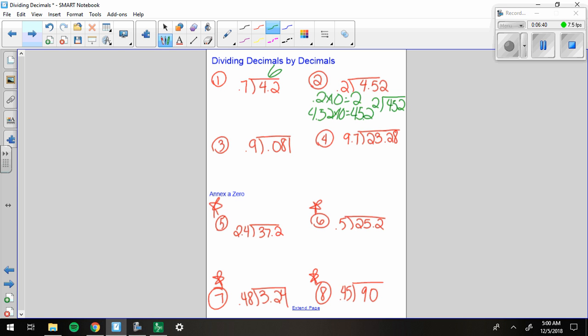But same rules apply. I'm just going to put my decimal point right up into there. And this is actually going to be 22 and 6/10. My decimal point, those rules still apply, just goes right up into my quotient. So it goes in 22 and 6/10.